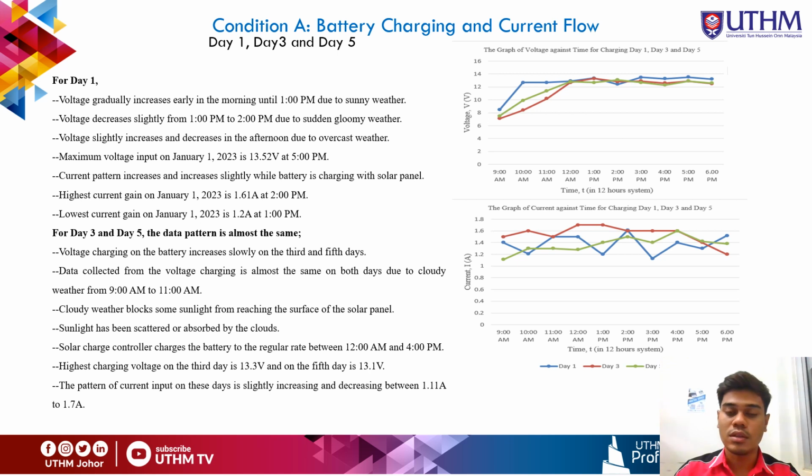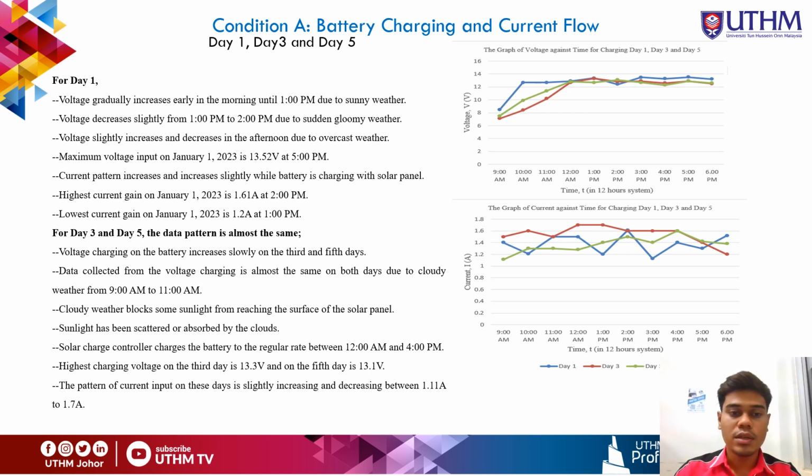For day 1, the voltage gradually increased early in the morning until 1 p.m. due to sunny weather. The voltage also decreased slightly from 1 p.m. to 2 p.m. due to sudden gloomy weather. After that, the voltage slightly increased and decreased, as shown on the graph, in the afternoon due to overcast weather. The maximum input voltage on day 1, which is 1st January 2023, is 13.52 volts at 5 p.m.